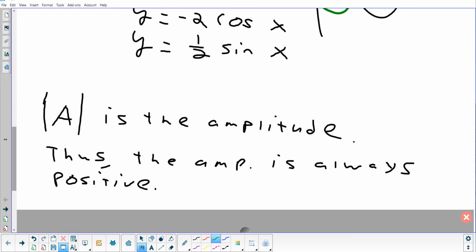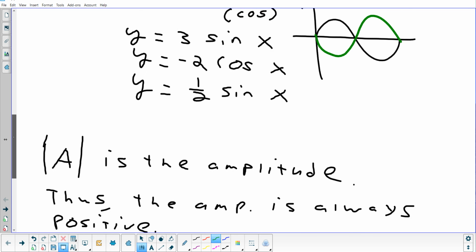All right, so you will have some problems on the test that are not graphing. All they're going to ask you is, here's an equation. Tell me what the amplitude is. The amplitude is always the absolute value of the number in front.